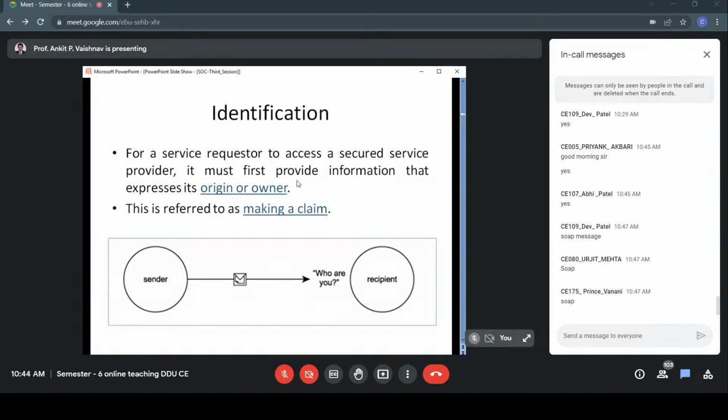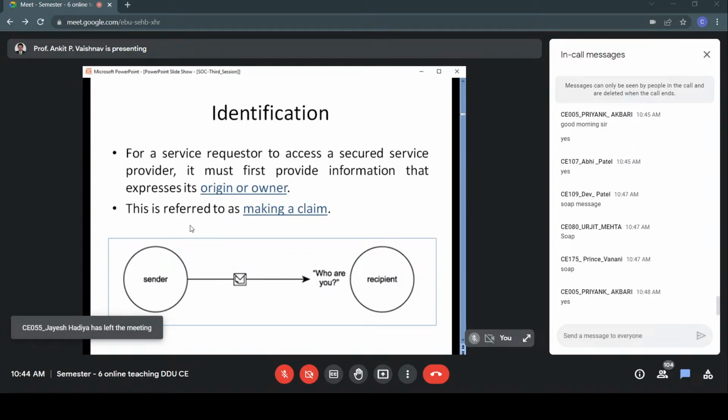So in that case, the SOAP message has to contain something that signifies that the message is coming from a valid sender. And you can say that the sender is making a claim that I belong to so and so company, right? The sender is making a claim so that it can identify that you belong to a specific company. So this process is called making a claim. Are you clear with this example, what is given in this slide? The recipient would like to know who you are, and that information has to be there in the SOAP message, right?